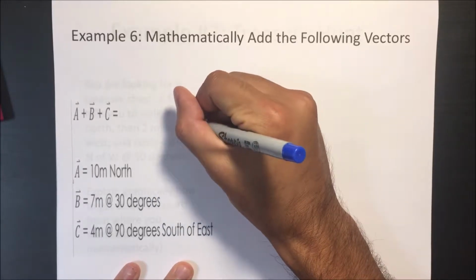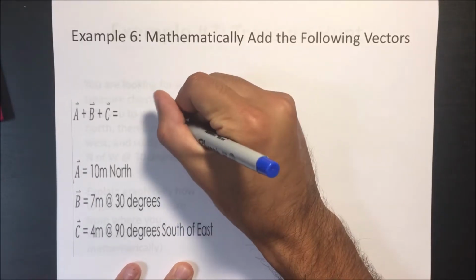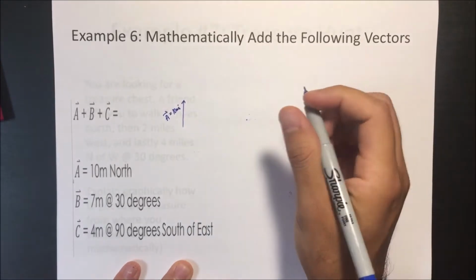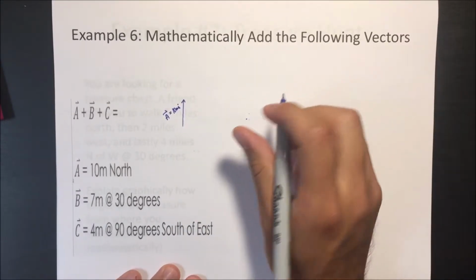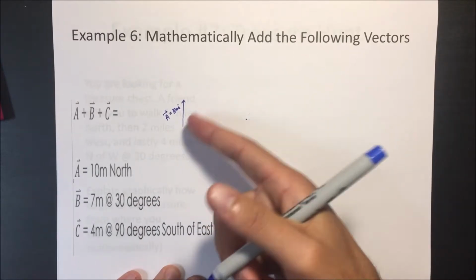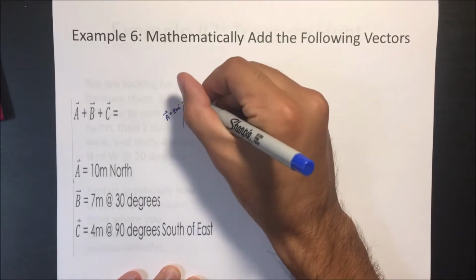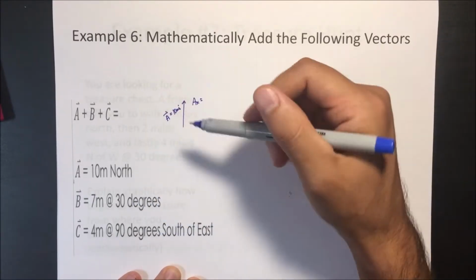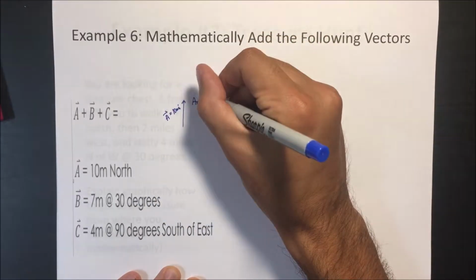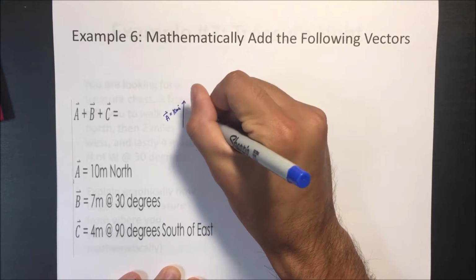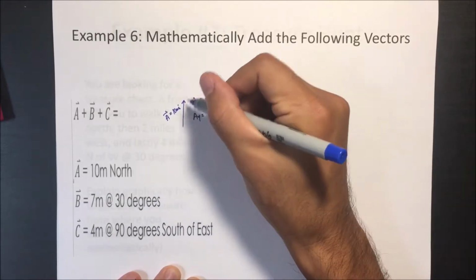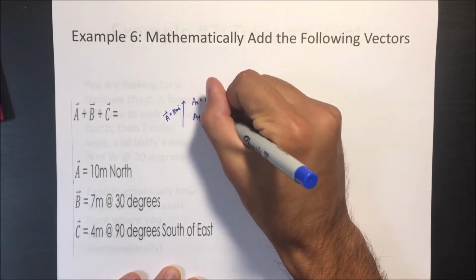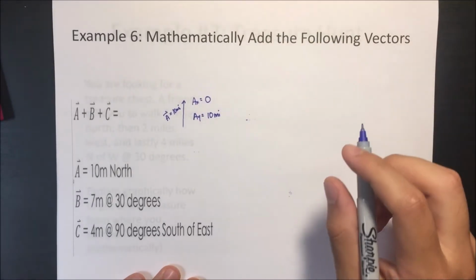So for example, this is vector A. Vector A looks like this, and it's 10 miles north. What you want to do after this is figure out how much of this is in the x direction and how much is in the y direction. We can see that it's not in the x direction at all, it's just going straight up. So 0. And in the y direction, it's going 10 miles upwards. So I'm going to put positive 10 miles.